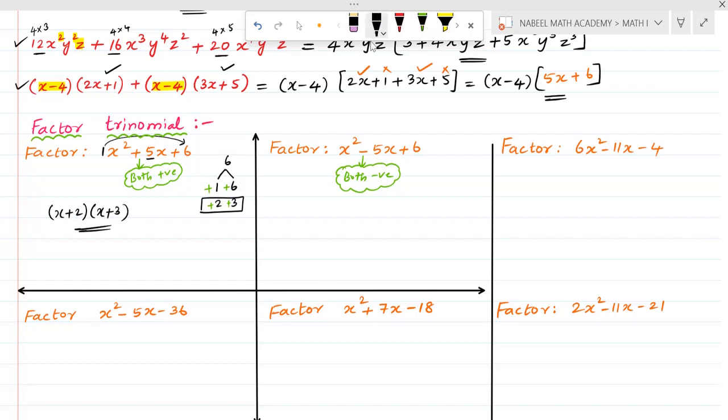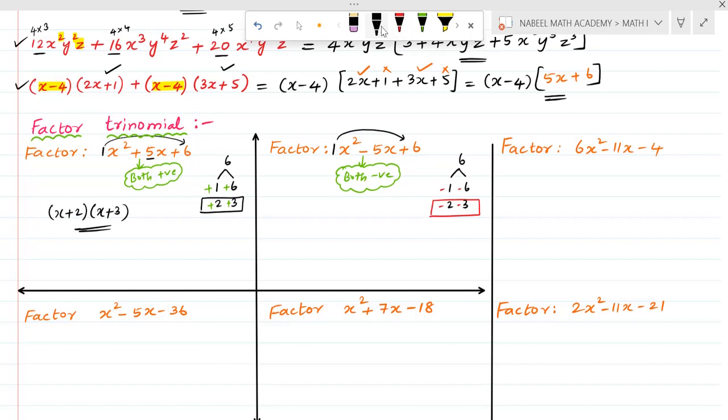So let us go with this one. The leading coefficient is 1. Multiply. So you will have 6 possible multipliers: 1 into 2, 1 into 6, 2 into 3. Here both are minus. If you add, you will get minus 7, which is not there. If you add this part, it is minus 5, which is there.